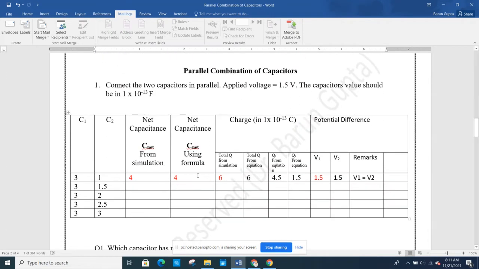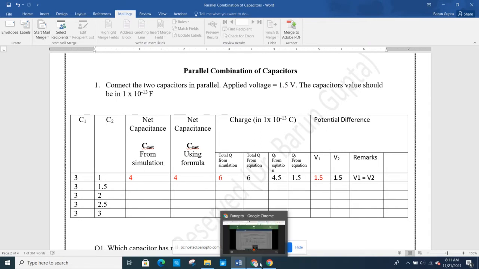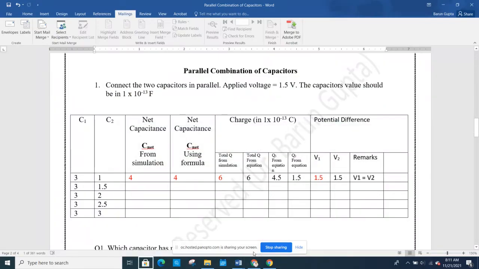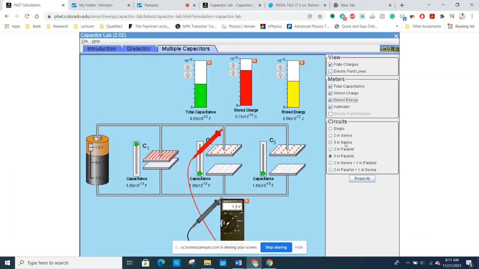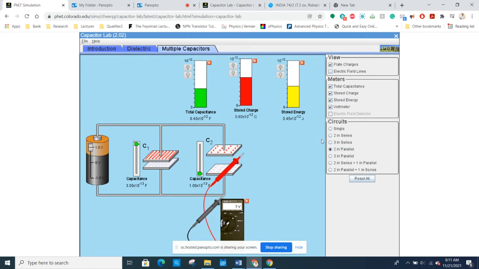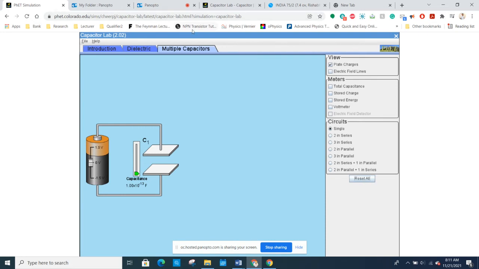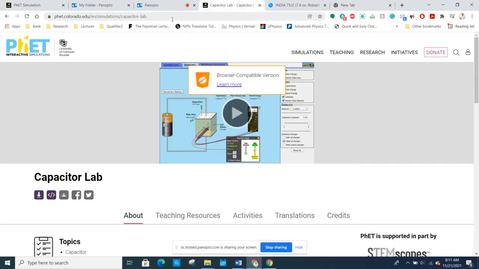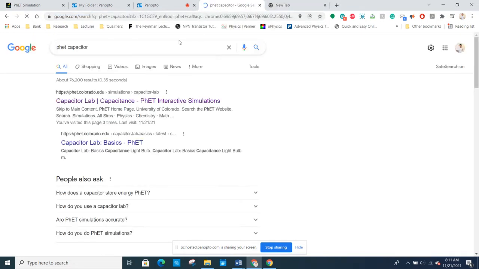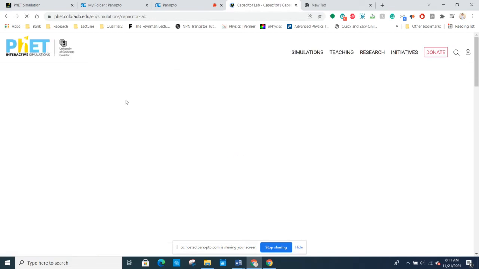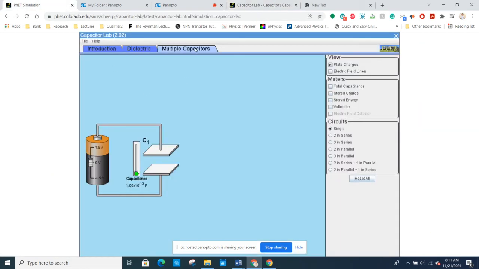Now let's complete this table here. You have to connect two capacitors in parallel. For this data taking, all you have to do is go to the PhET simulation here, the two in parallel. Let me reset everything so you can follow. If I simply type in the PhET capacitor, you'll get it here. Then go to the multiple capacitor and click on two in parallel.